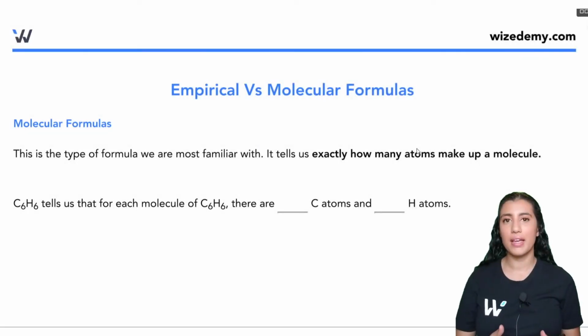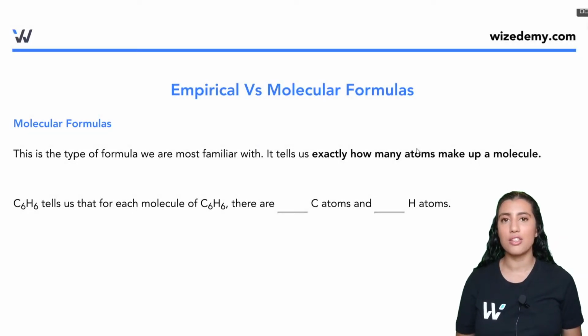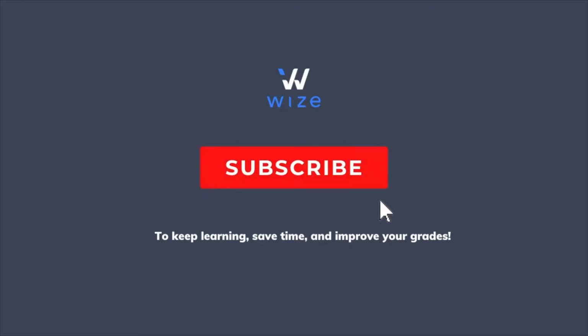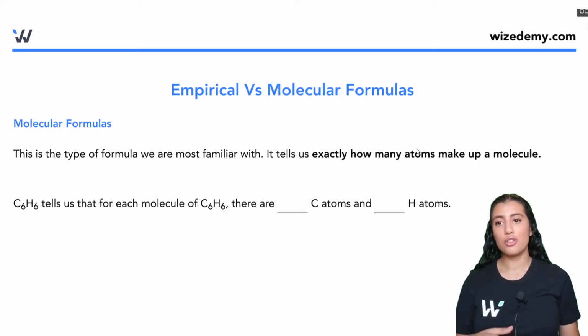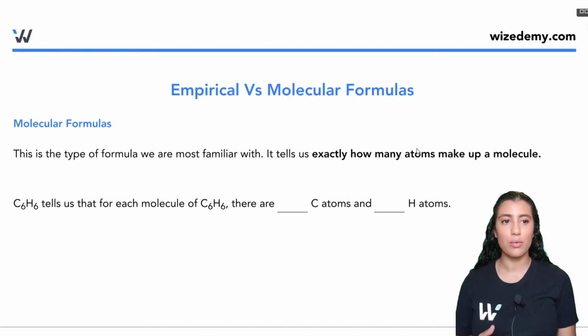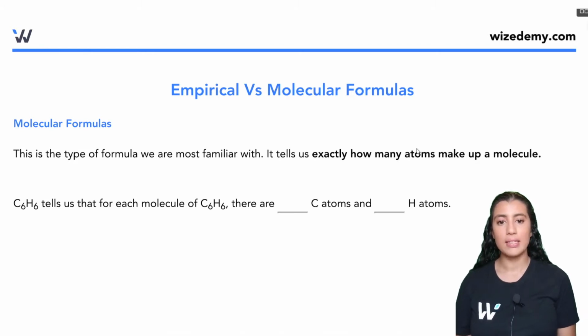Next, we're going to start looking into problems that may ask us to solve for the empirical or molecular formula. So before we get into those problems, we have to know what they even mean by those terms. The molecular formula is the one that we're very familiar with. It tells us exactly how many atoms are in a molecule.